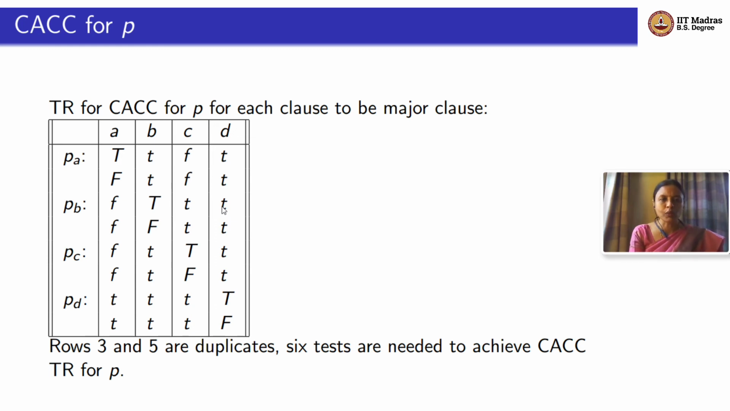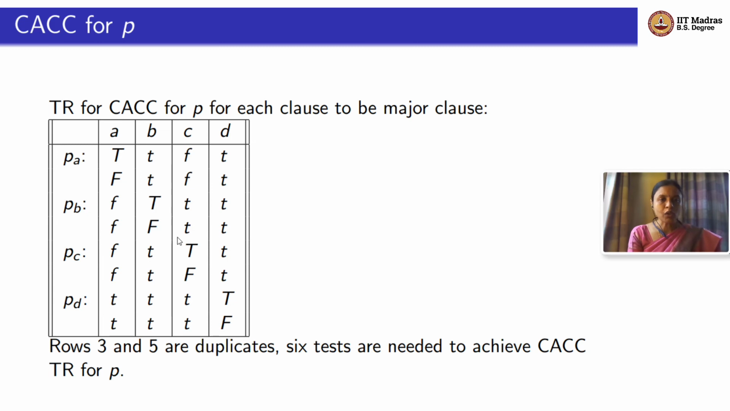Any other combination might also work. In fact, they are assigned the same values. So it looks like RACC also, but any other combination for CACC will also work. Similarly, for C being the major clause, C becomes true once and false once. Clauses A, B and D take false, true and true. For D being the major clause, D becomes true once and false once. Clauses A, B and C all stay as true.